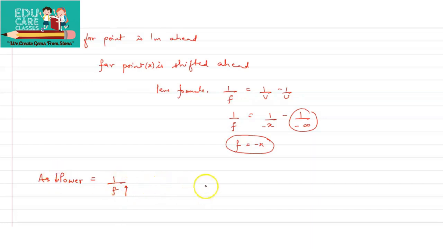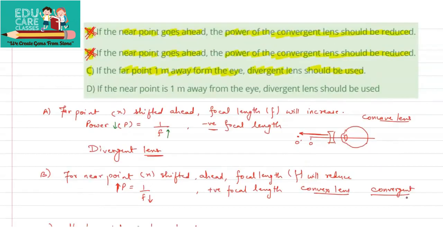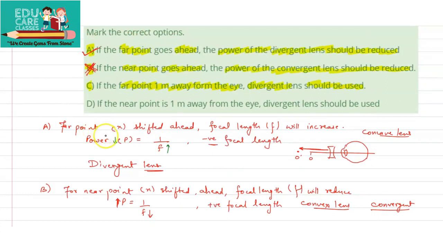Since the power is negative, we can say that the lens will be divergent when the far point is 1 meter away. If the far point is 1 meter away, we will use a divergent lens. So this is our correct option.